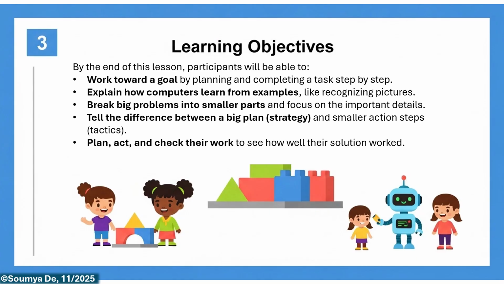Let's look at what we'll be doing in this module. By the end, you will be able to solve a problem with goals and plans, learn about problem-solving environments, understand what supervised learning means, use ideas like decomposition and abstraction, know the difference between strategic and tactical planning, and most importantly, you will learn how to plan, decide, act, and evaluate your solution just like an AI agent.